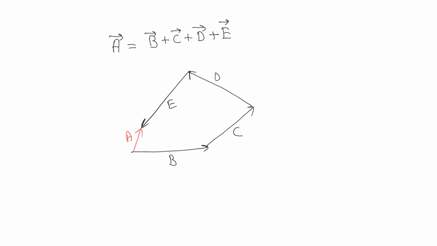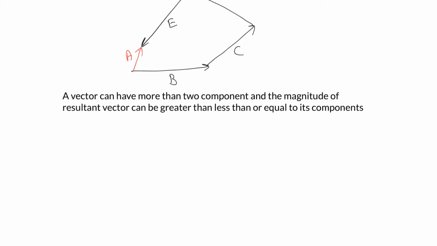So we can write over here B vector, C vector, D vector and E vector are the parts or the components of A vector. And one thing you can observe is that it's not like a scalar addition. So the magnitude of A vector can be more than that of its components, or it can be less than its components, or it can be equal to its components. So you can write down the notes. A vector can have more than two components, and the magnitude of the resultant vector can be greater than, less than, or equal to its components.